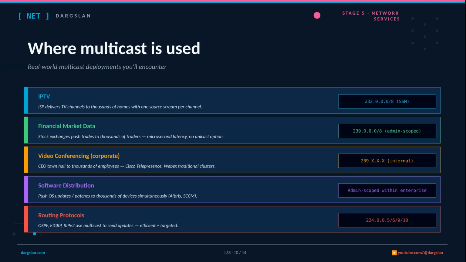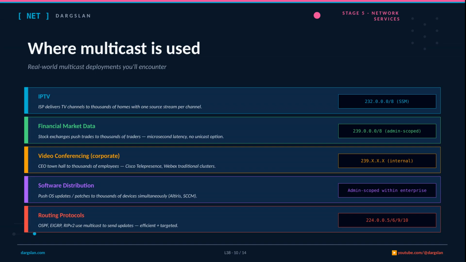So where does all this actually show up in the real world? IPTV is the classic case. Your ISP streams hundreds of channels using the 232.0.0.0/8 SSM range, one source per channel, thousands of homes tuning in. Financial exchanges live on multicast too, pushing trade data to traders in microseconds where unicast simply couldn't keep up.